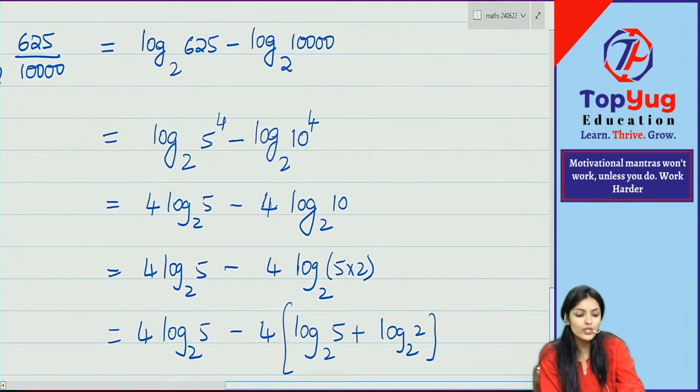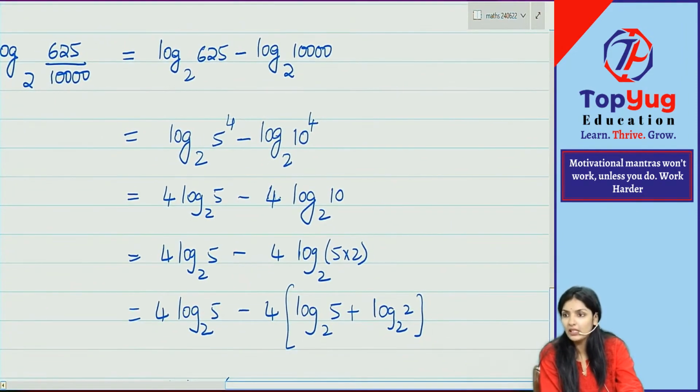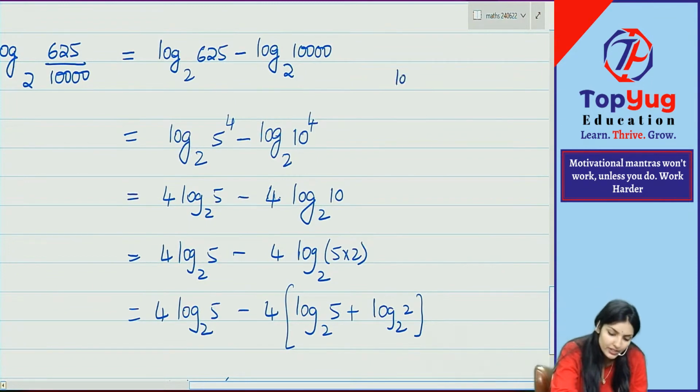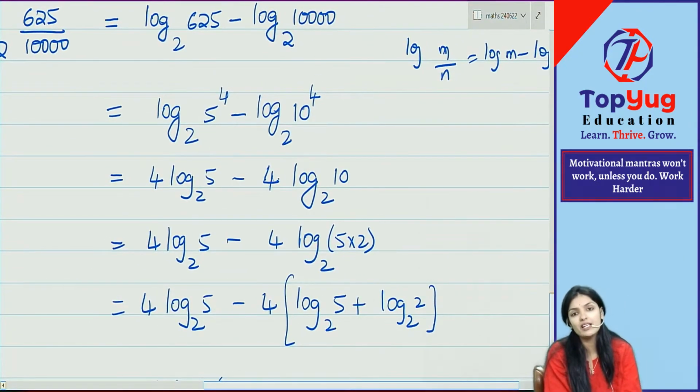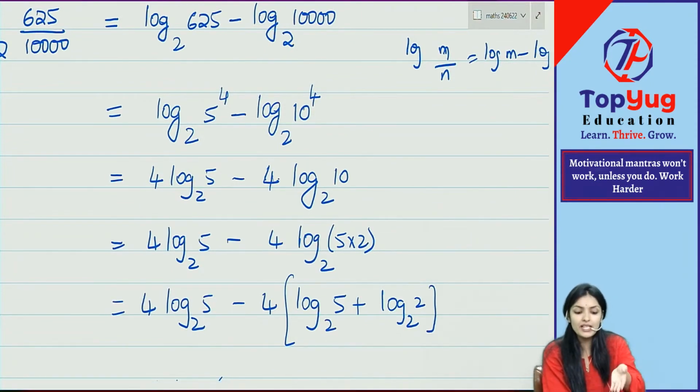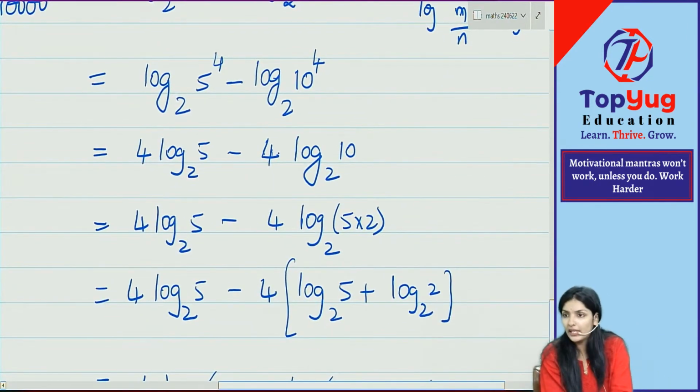Now what I do is I use the formula of log m by n is log m minus log n. I'll just write the formula over here as a reference. Now 625 I can write as 5 to the power 4 and 10,000 I can write as 10 to the power 4. Then I am sending 4 to this side. Now I am left over with log 10. So log 10 I can write as 5 into 2, right?